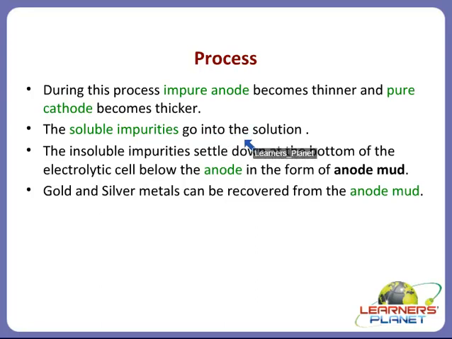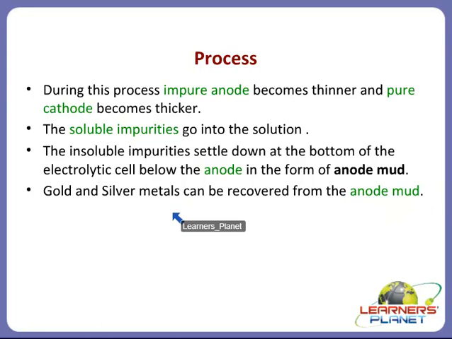Whatever is soluble, so if there is arsenic impurity, it will go. If there is any other impurity like phosphorus or any other element, it will go into the solution. Whereas the insoluble impurities settle down at the bottom of the electrolytic cell. Now where will it settle down? Below the anode. As it is settling down below the anode, what is it called? It is called anode mud.